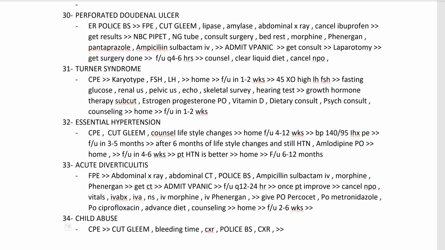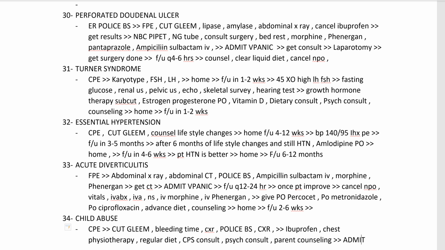So now it's changed from a child abuse case to a rib fracture. How do you manage a rib fracture? You want to give him ibuprofen, chest physiotherapy, and a regular diet. You want to do a CPS consultation, Child Protective Services consultation, a psych consult, and then parent counseling. After that, you want to admit.